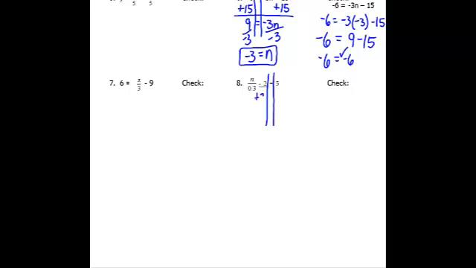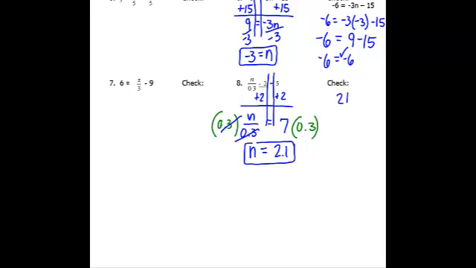The first thing I'm going to do is add 2 to both sides. I get n over 0.3 equals 7. And again, what's n being divided by? 0.3. So I'm just going to multiply both sides of this equation by 0.3. On the left, they cancel, and I'm left with n. And 7 times 0.3 is 2.1.